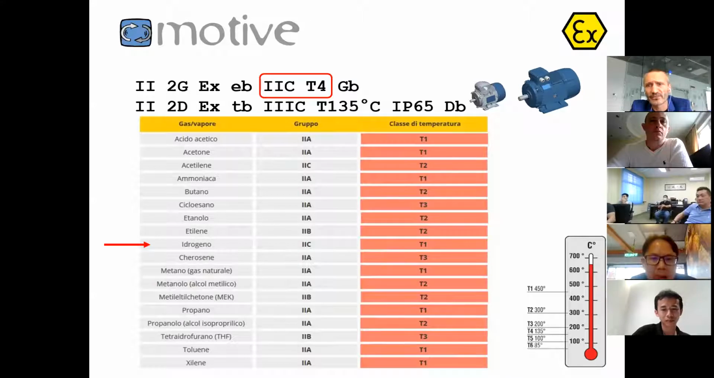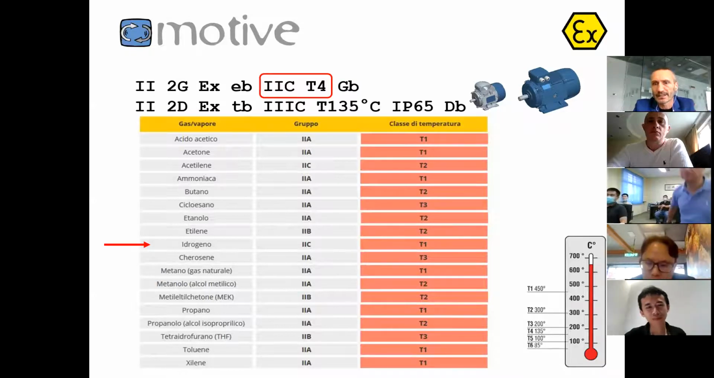Hydrogen has also been classified for the temperature which can create the ignition. At what temperature does the hydrogen explode or get in flames? It is at T1 temperature, 450 degrees. So it's very high in risk for the way of propagating its explosion, but you need to reach a certain high temperature for this to happen. So T means the temperature for the gas.